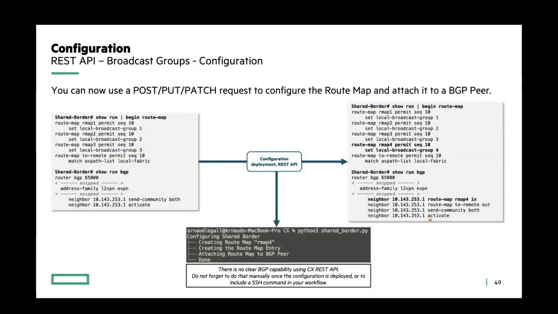You can see on that slide an example of a workflow used to fully configure a route map with an entry setting a broadcast group ID and to attach this route map to a BGP peer. The only thing to note here is that there is no API to do a clear BGP. It will be necessary for you, if you want to automate this workflow, to do that manually afterwards through the CLI, or if you are using Python as an example, to add a step in your workflow using an SSH library like Netmiko, Scrapli, AsyncSSH, Paramiko, and so forth.